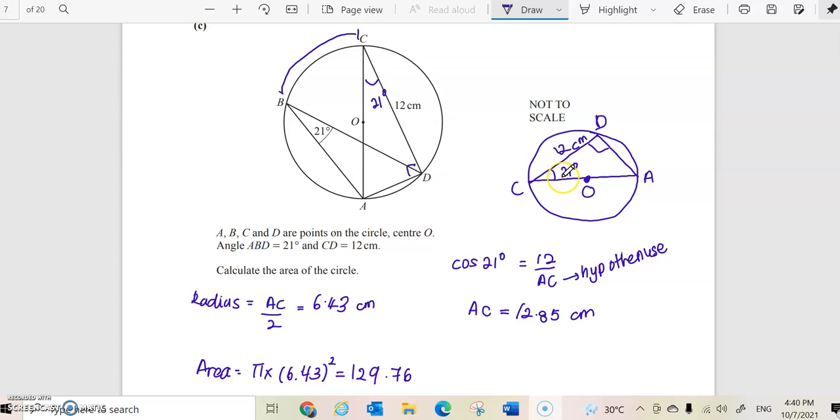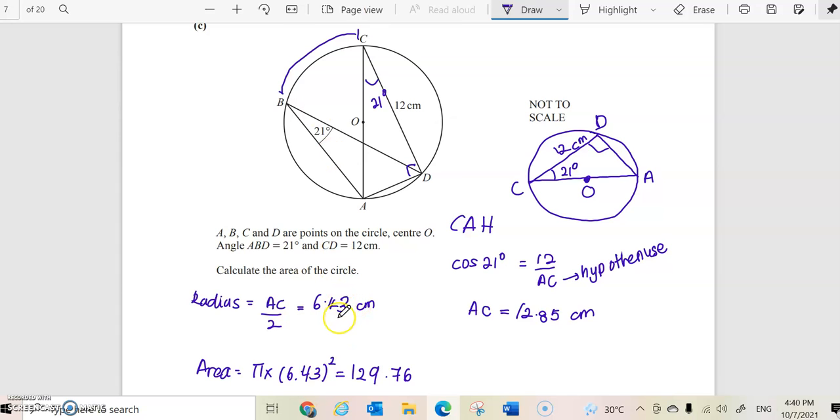So from this triangle, we have the angle 21 and the adjacent side. Since we want to know the hypotenuse, we use cos, which is adjacent over hypotenuse. We have the adjacent here is 12, divided by AC, the hypotenuse of the triangle, and then we get AC is equal to 12.85. Since AC is the diameter, we can calculate the radius. We divide by 2 and then we get 6.43 centimeter.